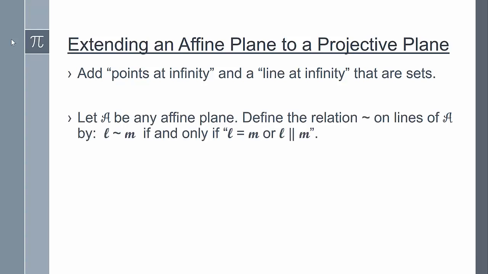So let's assume that we have an affine plane, capital A, and we're going to define a relation tilde on the lines of A. Here's how we define it. We'll say that L is related to M, and we'll see this is actually an equivalence relation. L is equivalent to M if and only if L is equal to M or L is parallel to M. That's how we define the relation. We're going to show that this is actually an equivalence relation. We need to show three things: reflexive, symmetric, and transitive. Let's do that. Let's show this relation is an equivalence relation.